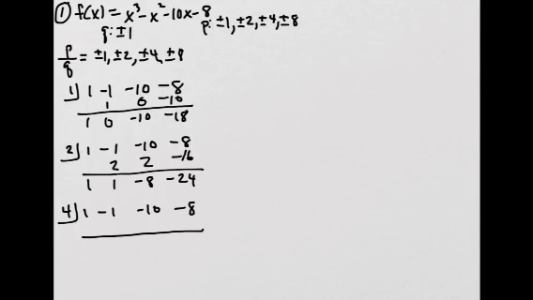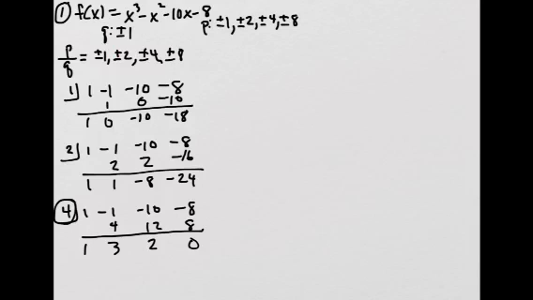So we try 4 now. And I'm just going down this list right here. I started with 1, then 2, now I'm on 4. So bring down the 1. 1 times 4 is 4. 4 minus 1 is 3. 3 times 4 is 12. 12 minus 10 is 2. 2 times 4 is 8. So now this one, since we got remainder 0, we know that 4 will work. That 4 gave us a 0. 4 is a 0 of the polynomial.